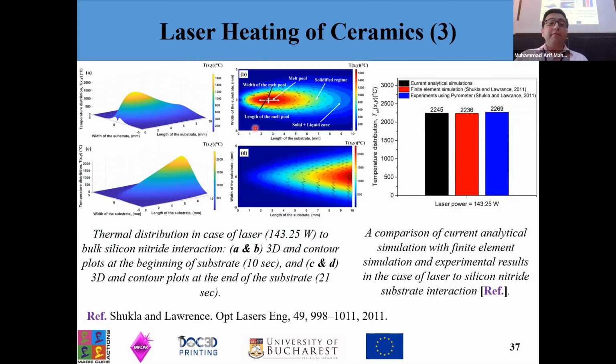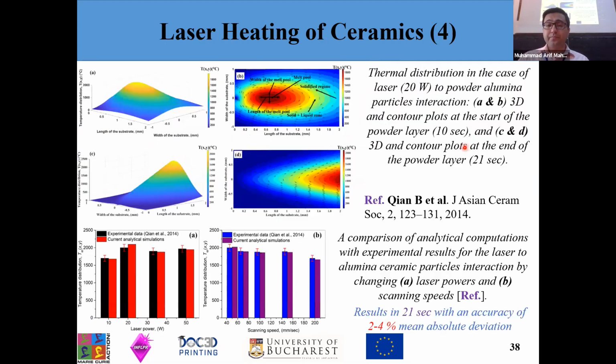And the left image shows the laser to material interaction when the laser beam is at the initial state of the substrate at 10 seconds. And the second figure shows the results when the laser beam has arrived at the end of the substrate. And we compared our results with the finite element simulations and the experiments. And we can see a very close correlation between the three.